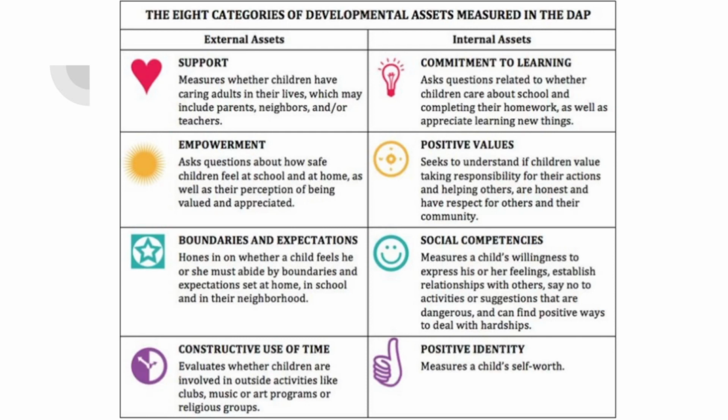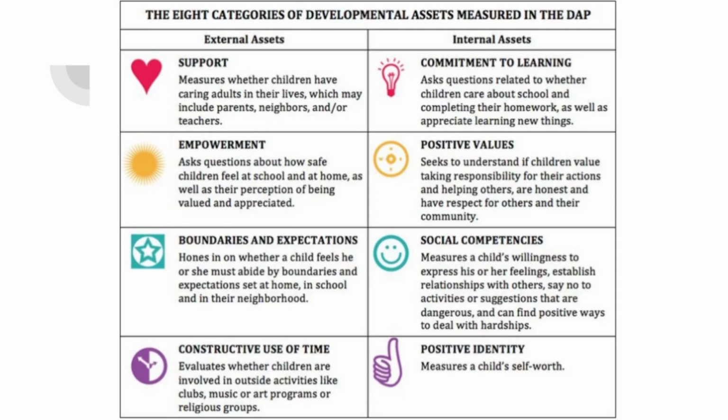And so here we have some categories of things measured in this test. On the external side, does the child have support? Do they have support from their family, from their parents, from neighbors? Do they feel empowered, safe at home, safe at school? Do they abide by boundaries and expectations? How are the expectations and boundaries set at home and school? And do they use their time constructively? Do they have outside programs? Do they do art programs? Do they hang out with their friends? Or are they just playing video games or looking at an iPad?